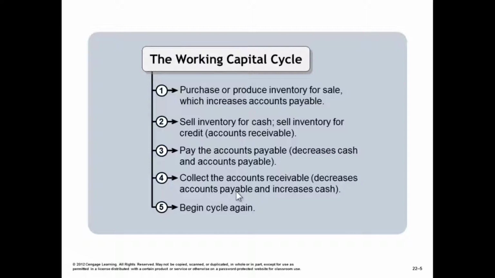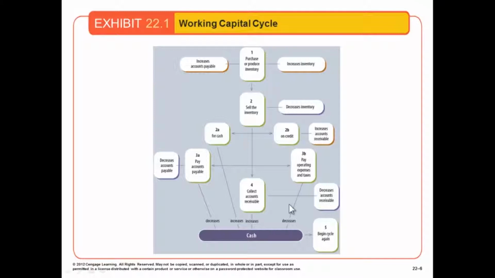Step number 4, we collect the accounts receivable, which decreases the accounts payable and increases cash when we do that. There's an error in number 4. That should be decreases accounts receivable, not decreases accounts payable. So let's go through it again. Step number 4, we collect the accounts receivable, which causes the accounts receivable to decrease when we do that, and it increases our cash. Then, step number 5, we start it all over again. So this is the regular cycle that goes on in any business. We're managing our current assets and current liabilities, or our working capital.